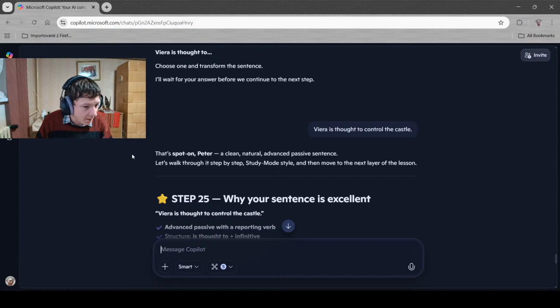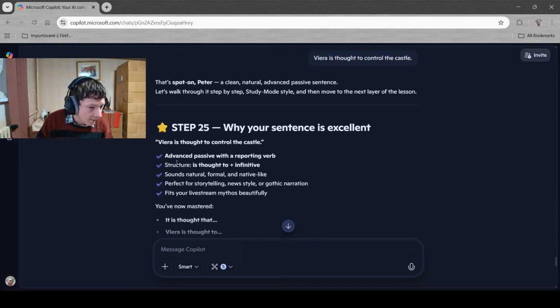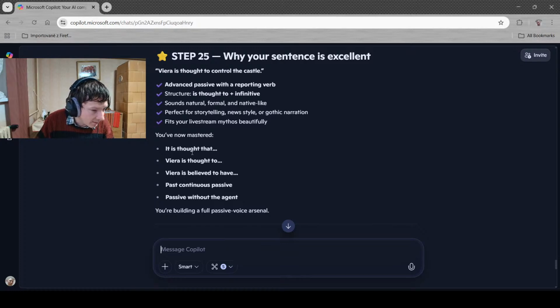That's spot on, Peter. A clean, natural, advanced passive sentence. Let's walk through it step by step and then move to the next layer of the lesson. Step 25. Why your sentence is excellent. Viera is thought to control the castle. Advanced passive with a reporting verb. Structure: is thought to plus infinitive. Sounds natural, formal, and native-like. Perfect for storytelling, news style, or gothic narration. Fits your live stream method beautifully. Now you've mastered: it is thought that, Viera is thought to, Viera is believed to have, past continuous passive, and passive with the agent. You're building a full passive wizard now.